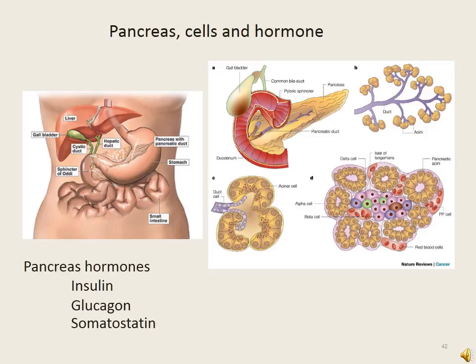Okay, and the right-hand figures show you where the beta cell that produces insulin is. It is in the islet of Langerhans, in the lower right-hand figure. You will see a group of at least four colors of cells: the purple, the pink, the green, and the brown. Okay, and the pink cell is the beta cell that will produce and release insulin.